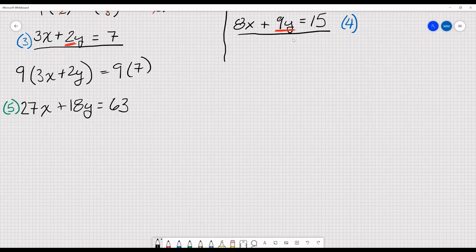Equation 4, you may have guessed, I'm going to multiply it by 2, but not just 2. I will multiply it by negative 2.